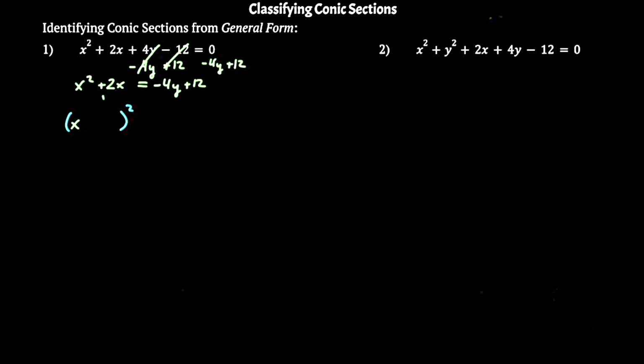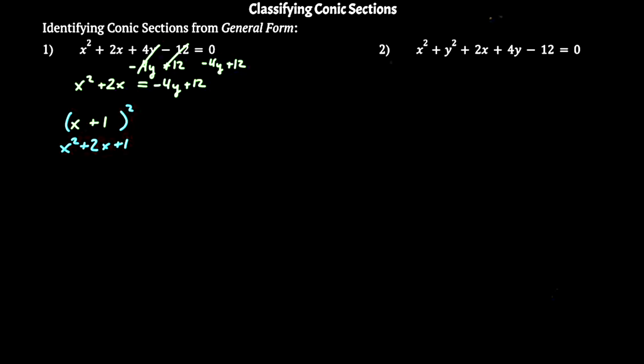And then you take half of this b value, so half of that would be just plus 1. So the point is we're just trying to rewrite this in a different form. But here's the problem. If you take this and FOIL it back out, you would get x squared plus 2x plus 1 at the end, because you'd have to take 1 times 1. And that's not what we had up here.